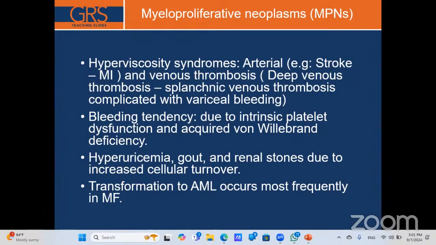Also, due to increased cellular turnover, they could present with gout, hyperuricemia, and renal colics due to renal stones. And finally, they could transform to acute myeloid leukemia, which occurs most frequently in myelofibrosis. Also, cases of polycythemia vera and essential thrombocythemia could be transformed into myelofibrosis along the course of the disease. Next slide, please.